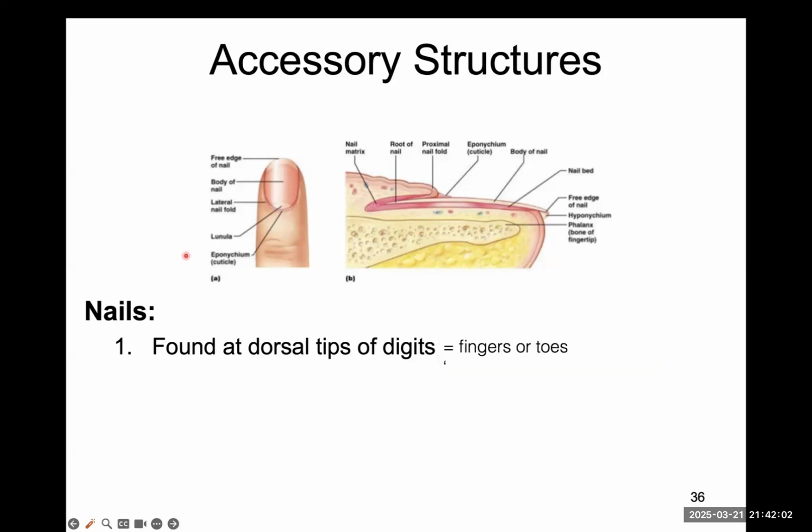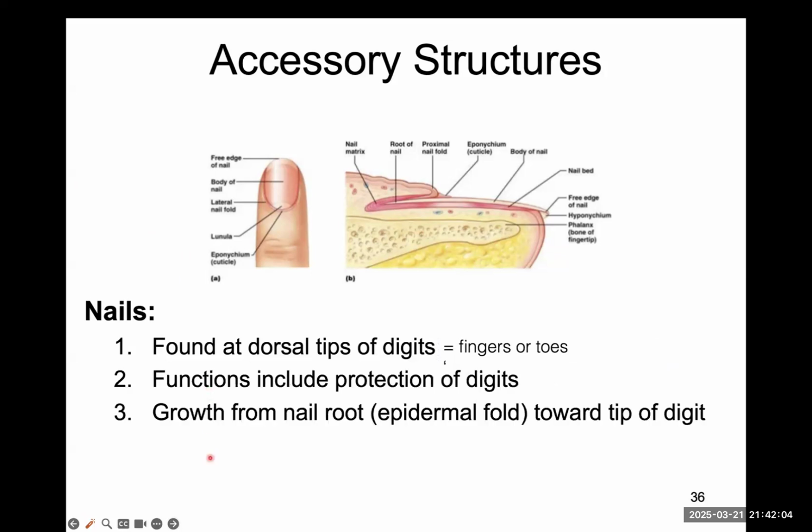And this works as follows: the growth from the nail root happens from the epidermal fold towards the tip of the digit. So if you have this epidermis and it gets folded onto itself, then that's how the nail is going to grow. Nails are going to grow in this direction here. So that's what's happening here. You have this epidermis, let me change the color, you have this epidermis that's folded onto itself, and then you have the nail growing in this direction.